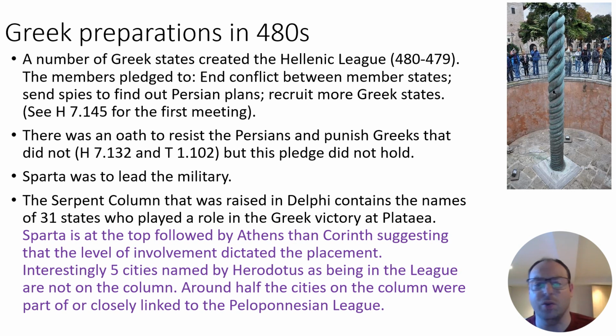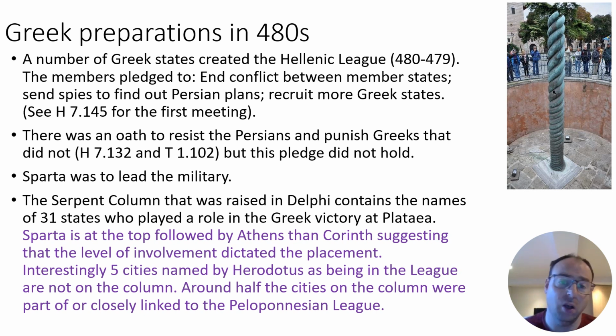Another key piece of evidence for us on this is the serpent column, which was raised in Delphi and is now in Istanbul. It contains the names of the 31 states who played a role in the Greek victory at Plataea. So this, again, is more evidence. We've got Herodotus and other Greek sources telling us that there was a league and Greek states were gathering together in preparation. And then the serpent column tells us, look, these are the states that stood and fought against the Persians, particularly in the victory at Plataea.